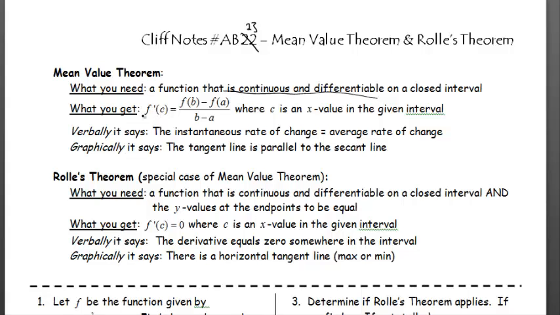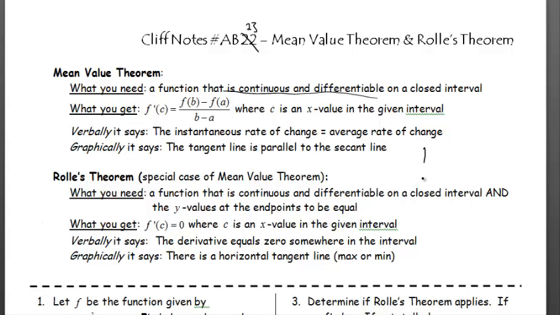Okay, so the derivative at some particular x value needs to equal the slope through the endpoints. So here's our formula, the conditions that have to be met. Now notice that Rolle's theorem is a special case of the MVT. And all it's saying is that your endpoints land at the same y value.